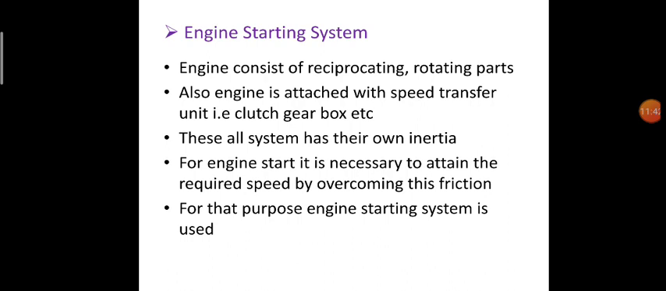Now for the engine to start, its crankshaft needs to be rotated at a certain desired speed, so there is a need to overcome this static mass inertia. To do this, some device is required to crank the engine to provide adequate torque and sufficient power. Starting systems are of the following types. First one is kick starting in two wheelers, second one is an electric motor in four wheelers using a battery.